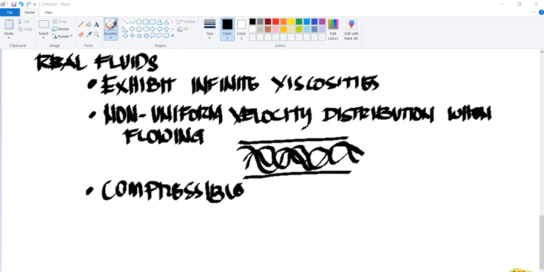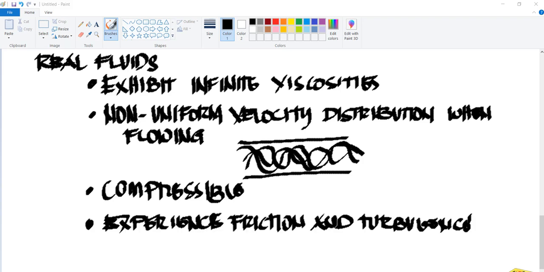Then we have compressible properties. Then we have experienced friction and turbulence in flow. So that is also the explanation, the opposite explanation of ideal fluids.